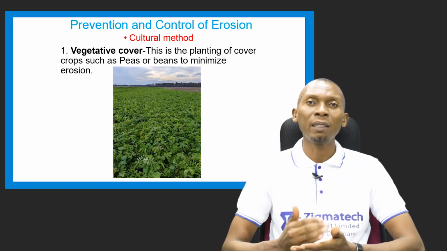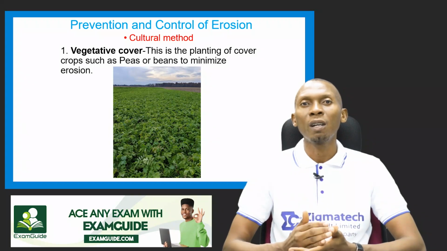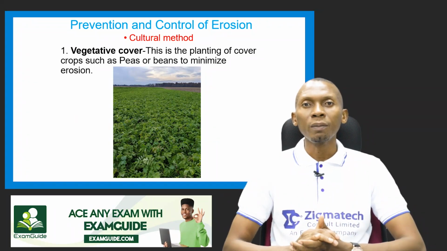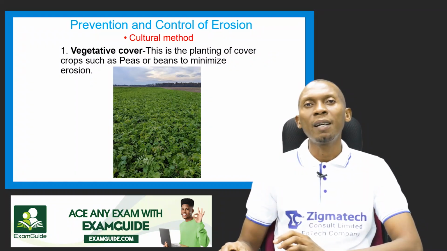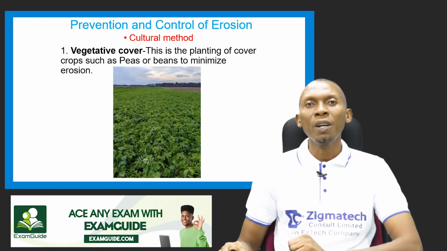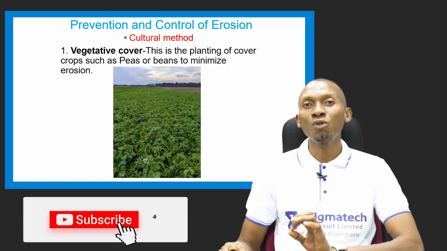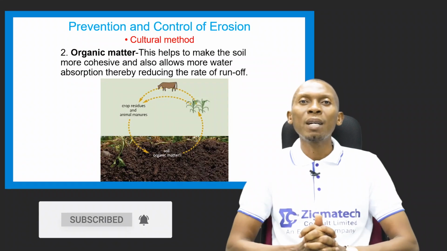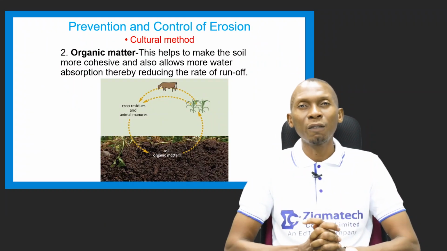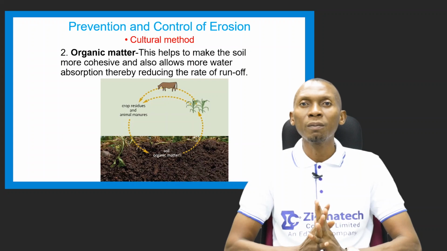One is able to minimize erosion as a result of these cover crops. So the picture helps us to see how cover crops are planted, and this can help to minimize erosion because the impact of raindrops can be controlled as a result of this. We also have organic matter, which is another cultural method of controlling and preventing erosion.